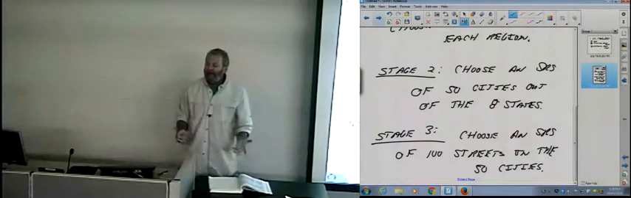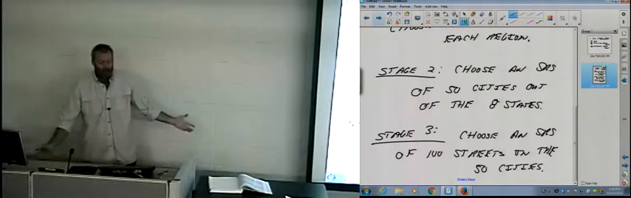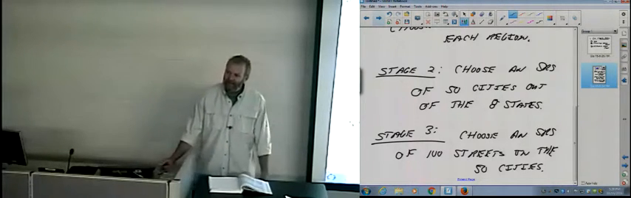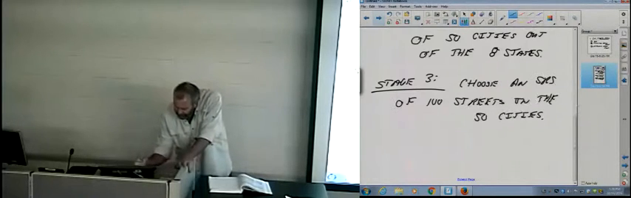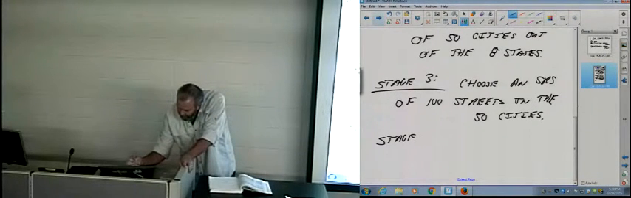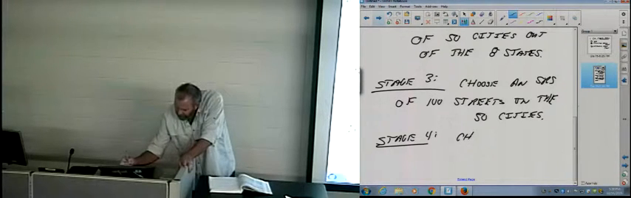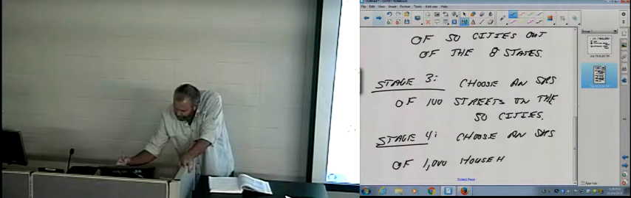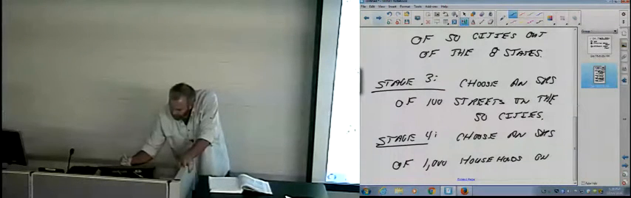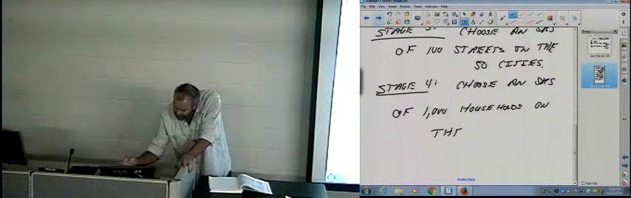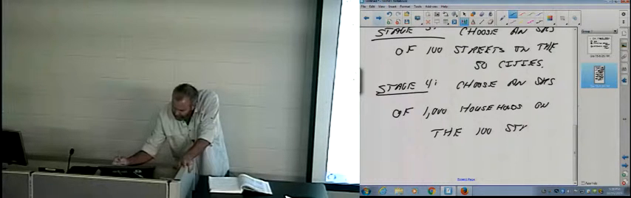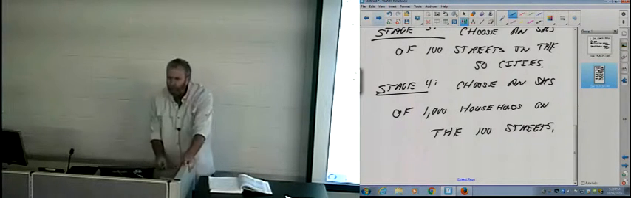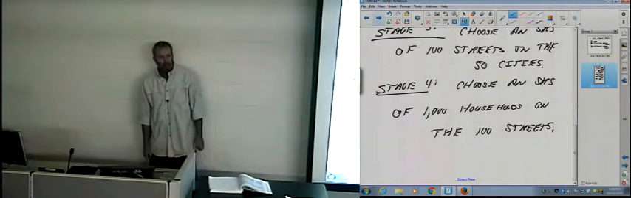Yeah? Now, if I've got 100 streets, is it possible for me to choose 1,000 households off those 100 streets? And the answer is yeah. Stage 4. Choose an SRS of 1,000 households on the 100 streets. There's my sample. Now, here's the way I think about it.